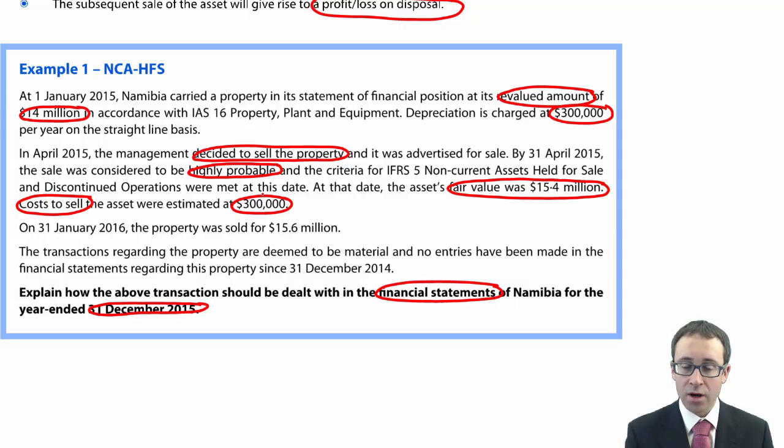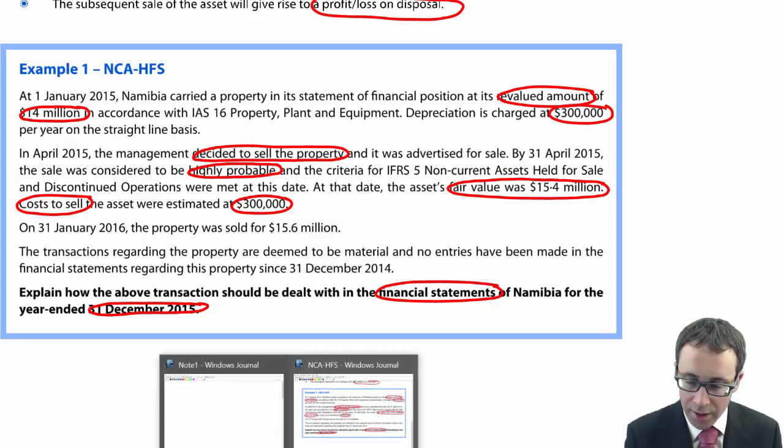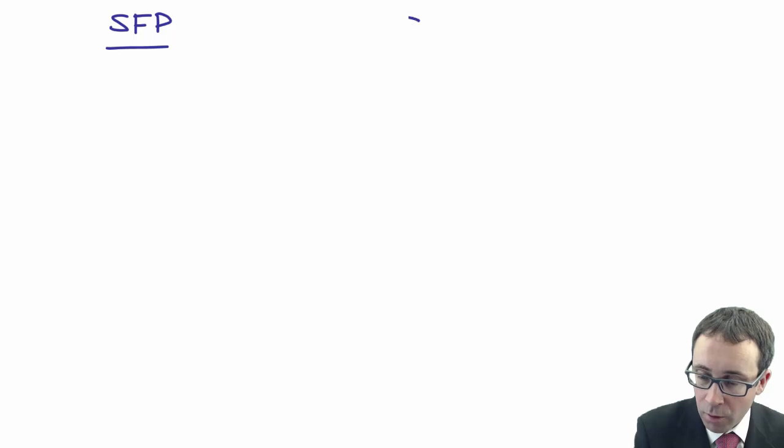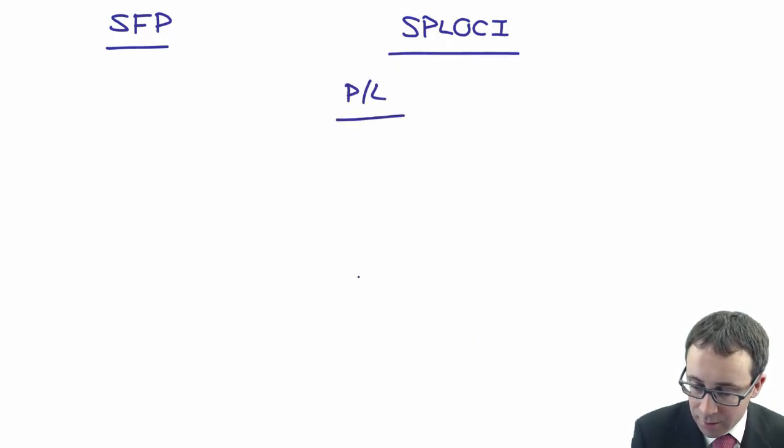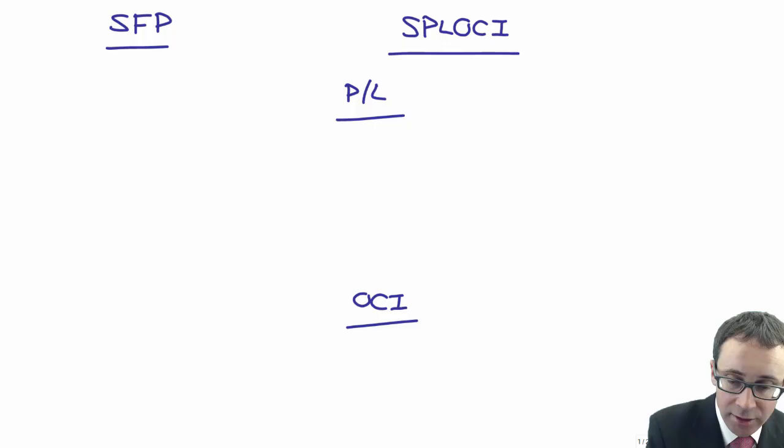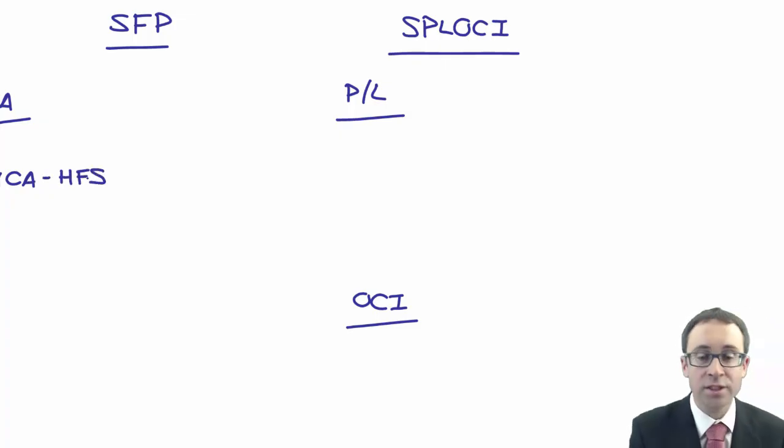Okay. The transactions regarding the property are deemed to be material. No entries have been made in the financial statements regarding the property since the 31st of December 2014. So we need to process all of the adjustments. So we will need to look at the statement of financial position. We will also need to look at the statement of profit or loss and other comprehensive income. So that will be split into profit or loss and OCI. And then in the statement of financial position under our current assets, we will have a non-current asset held for sale, won't we?